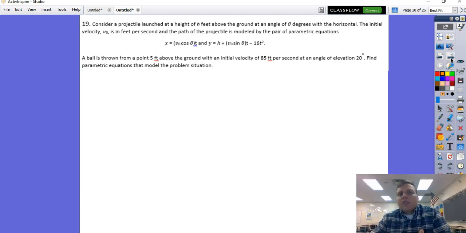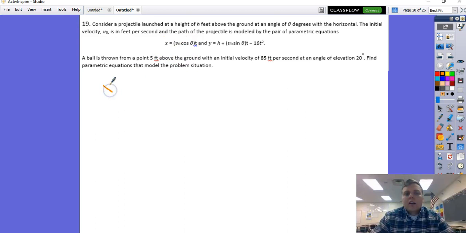Consider a projectile launched at a height of h feet above the ground at an angle of 30 degrees. The initial velocity v naught is in feet per second. The path of the projectile is modeled by the pair of parametric equations. X is equal to v naught cosine theta times t. Y is equal to initial height plus initial velocity sine theta t minus 16t squared. A ball is thrown from 0.5 feet above the ground with initial velocity of 85 feet per second, at an angle of elevation of 20 degrees. Find the parametric equations that model problem situations.